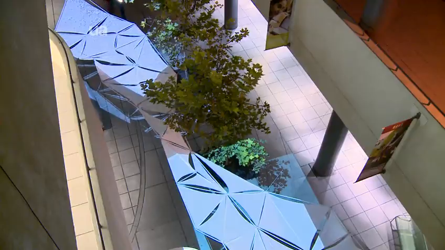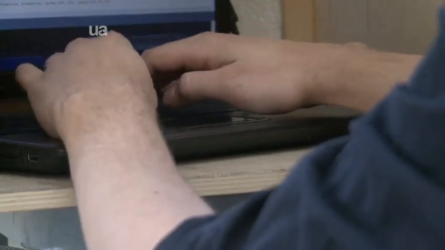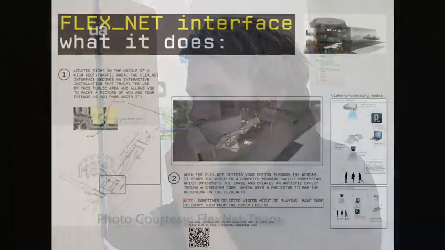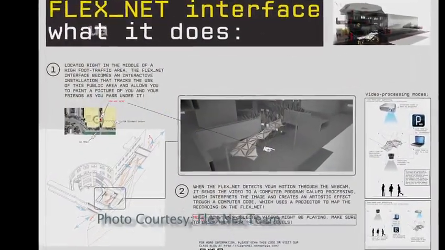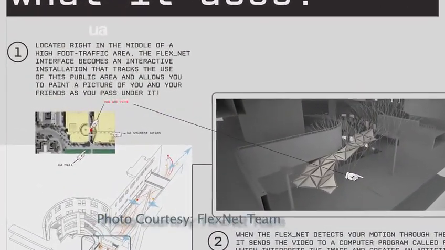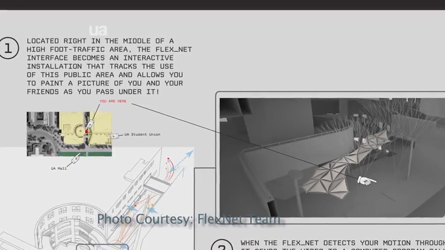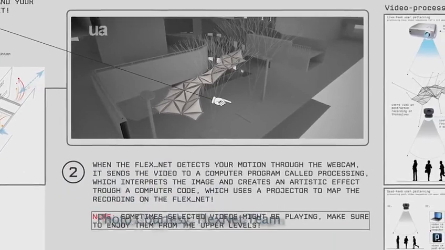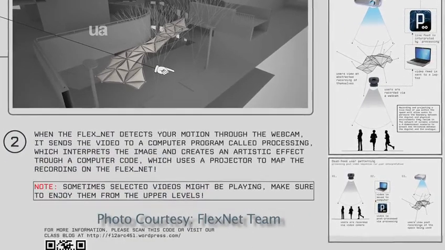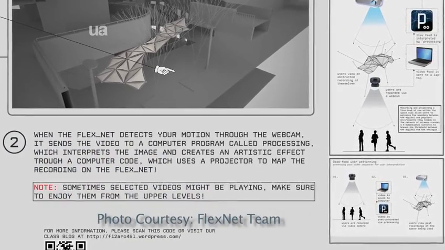What that means is rather than designing a product like we typically design buildings in these studios, we are focused more on the process of designing something. The interface is this network that basically captures people moving under it in a heavy foot traffic area at the University of Arizona. One of the concepts for this design thesis project was to use economic material and be able to construct it fast and make it deployable and transportable.